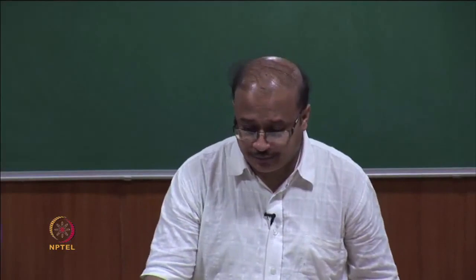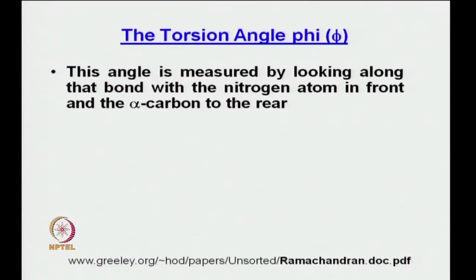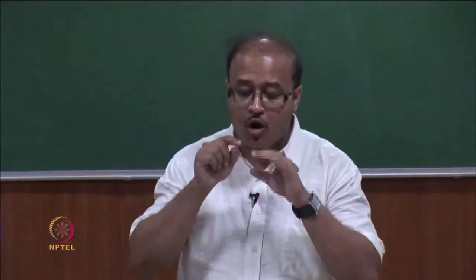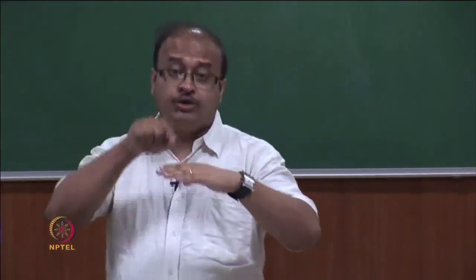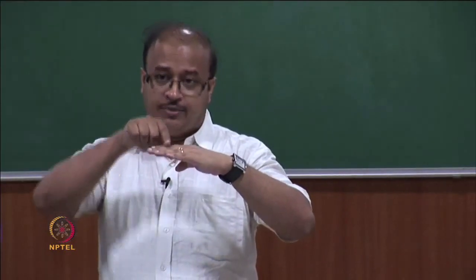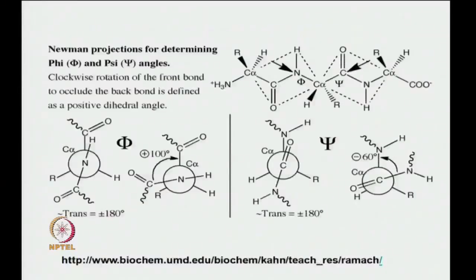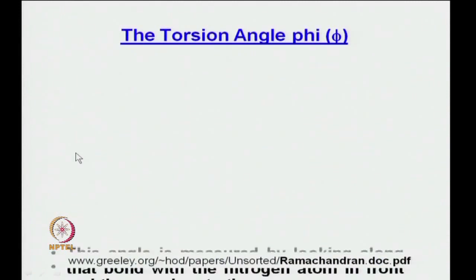Now, how do we look at it? Okay. So, these are some conventions. This angle is measured by looking along the bond with the nitrogen atom in front and the alpha carbon to the rear. Now, remember, what does it say? It says that if you are trying to see what this phi is, then you would look through the nitrogen, that means through the N-C bond, with the nitrogen atom in front and the alpha carbon at the back. This is exactly what we saw here: N is in front, C alpha is back. Good.